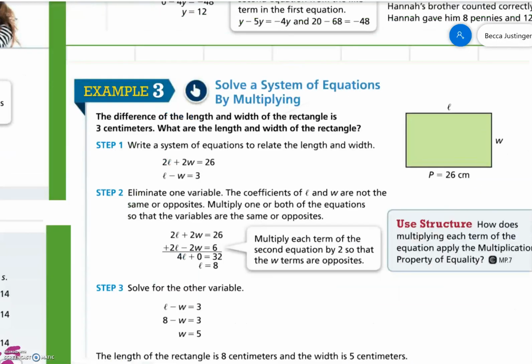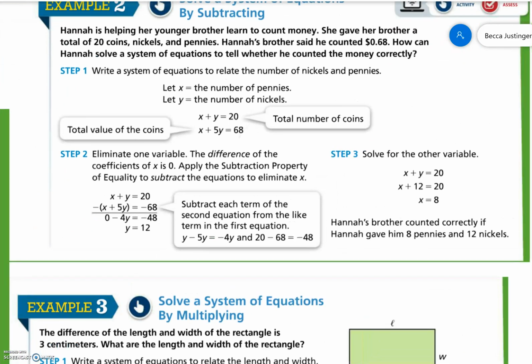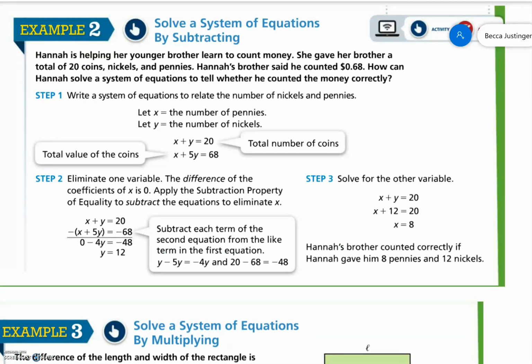All right, example number 2. Solve a system of equations by subtracting. I never want you to do this. I don't want you to subtract. I'll show you. We're going to do addition all the time. But I'll show you what it looks like with this example.